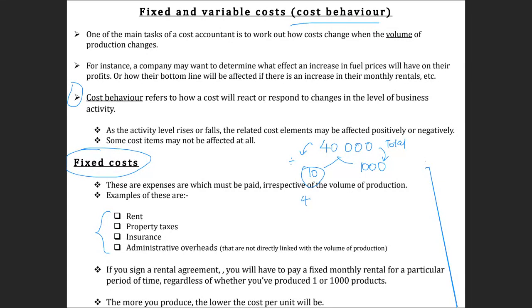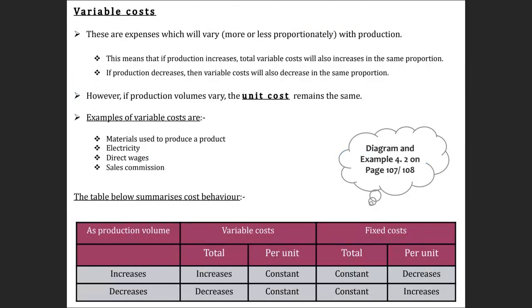Where it is 4,000 Rand per unit if it was just 10 units, where it is 1,000 units, it is 40 Rand per unit. So you can see that the more we produce, the lower the fixed cost per unit will be, but the total remains the same. Compared to if it was just 10 units, the total remains the same, but the per unit cost is much larger, where we're only spreading it across 10 units as opposed to 1,000 units. So this is your fixed cost and how it works, summed up.